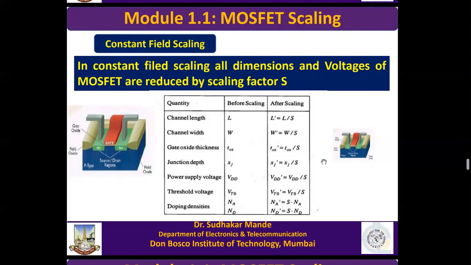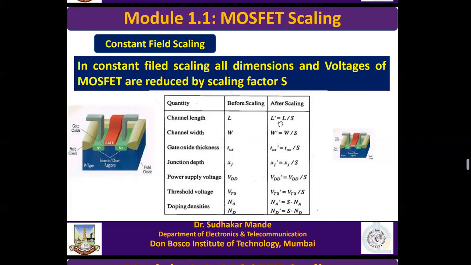Now see here, these are the parameters of MOSFET. This is the MOSFET before scaling. This is the MOSFET after scaling. It becomes smaller. These are the various quantities: channel length, channel width, oxide thickness (the oxide layer formed), junction depth, then power supply voltage VDD, threshold voltage VTO, and doping densities, acceptor doping density and donor doping density.